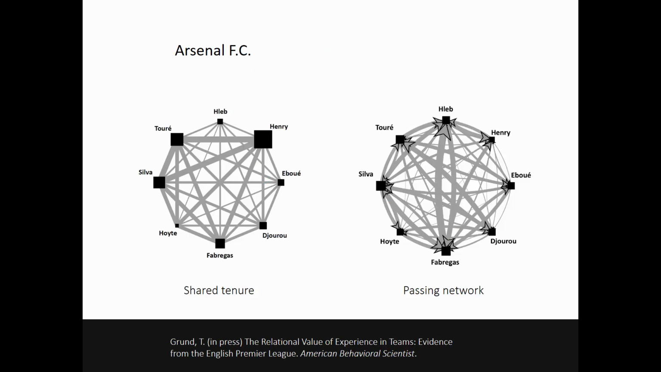Actually, I have a recent paper that just got accepted, and I just did the finishing touches to it, where I moved this further and looked at what I call the relational value of experience in teams. Again, on the right-hand side, you see the passing network. It's a similar representation of the stuff that we had before. Now we're talking about Arsenal, same year. You have the players, and they pass the ball between each other. There are different lines with different widths. There are lots of passes from Fabregas to Alexander Hleb at the time, while not that many passes between Eboue and Thierry Henry, right?